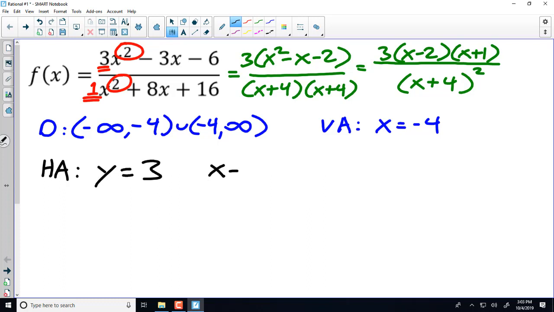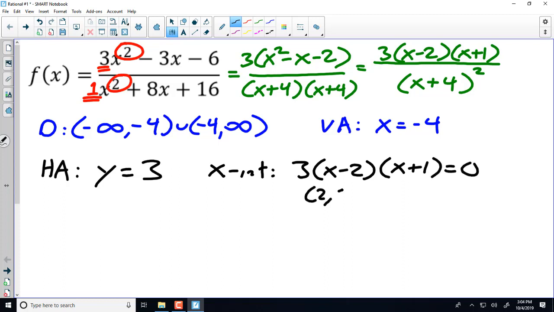X-intercepts, these are easy to find because I already factored the top. So our x-intercepts are going to be 2, 0, and negative 1, 0. And they both have a multiplicity of 1, so we're going to cross at both of them. No bouncing.